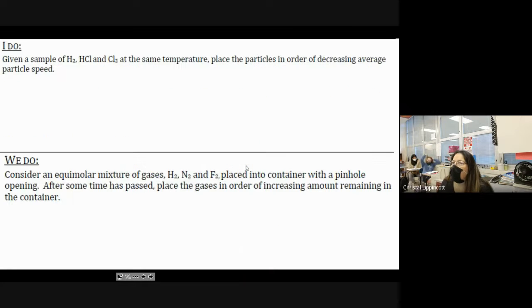All right. Given these samples at the same temperature, place the particles in order of decreasing average particle speed. So which one will go faster will go first, and which one goes slower will go last.